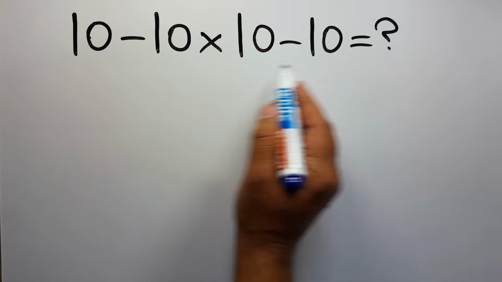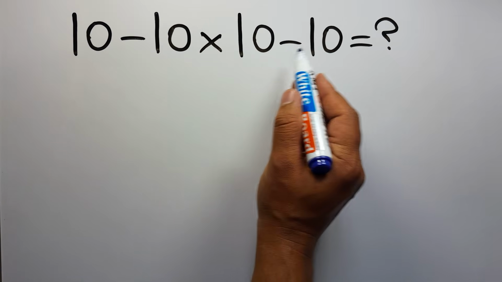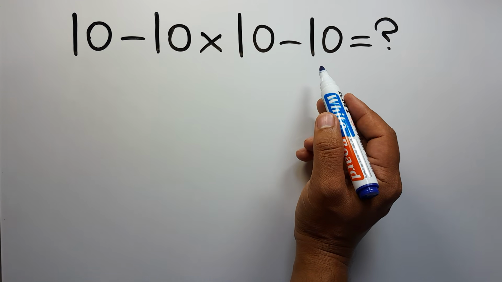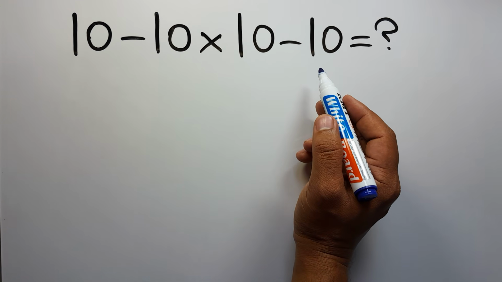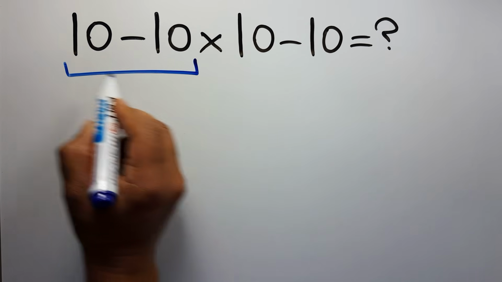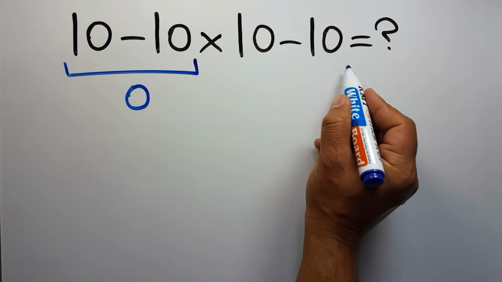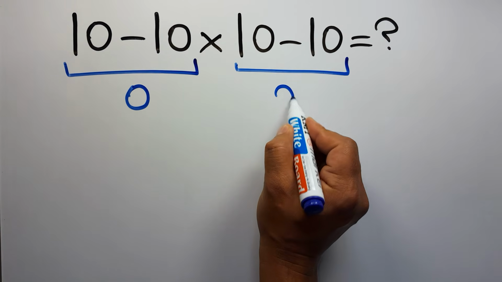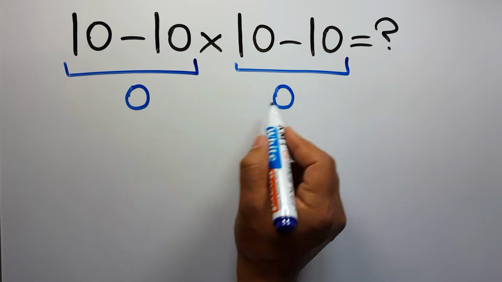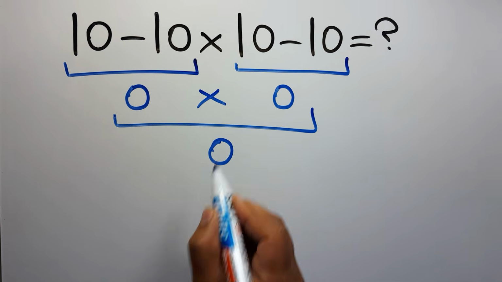In this video we want to find the value of this expression: 10 minus 10 times 10 minus 10. Are you ready to solve? Let's go ahead and get started. 10 minus 10 gives us 0. And again here we have 10 minus 10. So 0 times 0 is just 0.